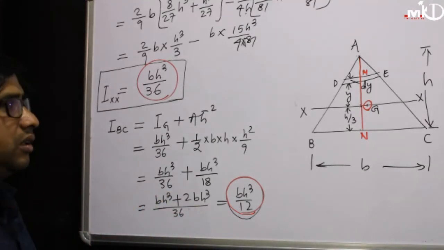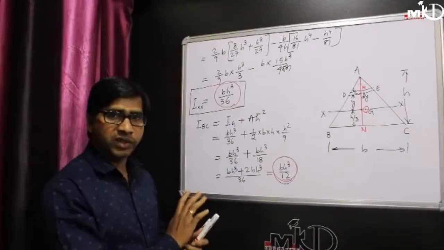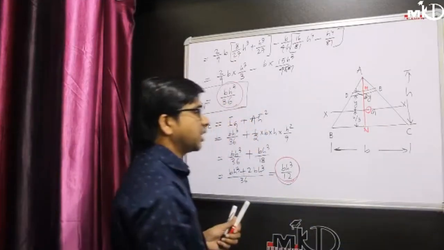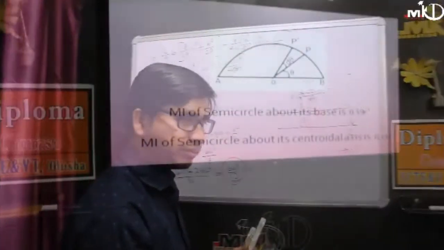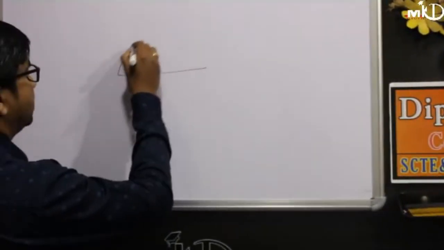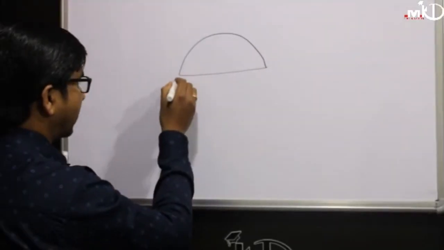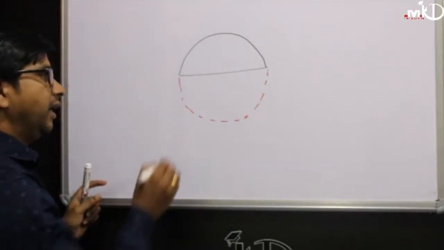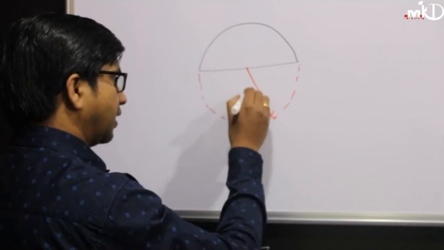Now already we have derived the MI for the rectangle, for the triangle, for the circle. Now just see what is the expression for a semicircle, or the semicircular section. Have a look here. Let's say this is the semicircle. Friends, if I complete this semicircle, then we will get the full circle, yes or no? And let the radius of the circle, or you can say semicircle, be r.